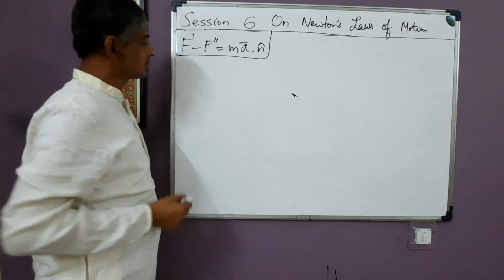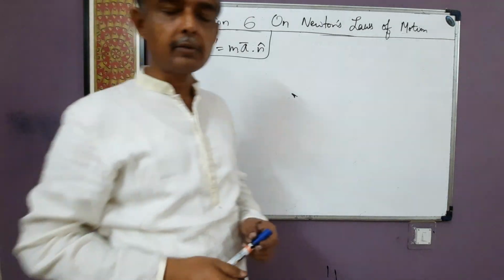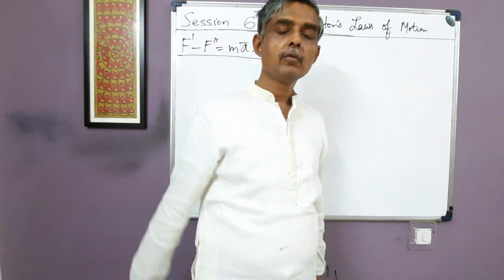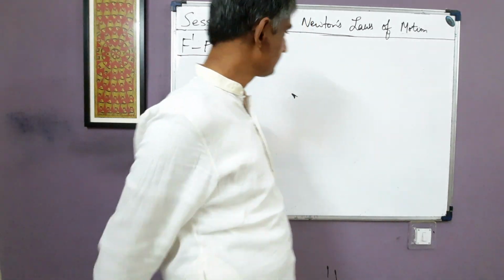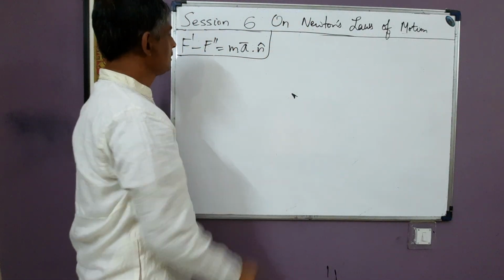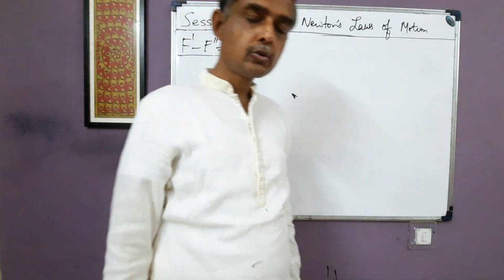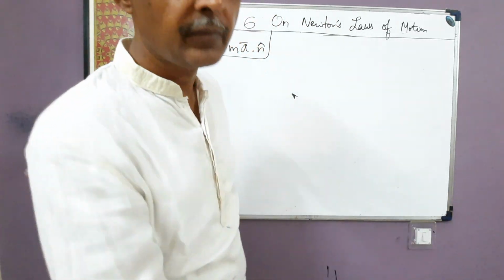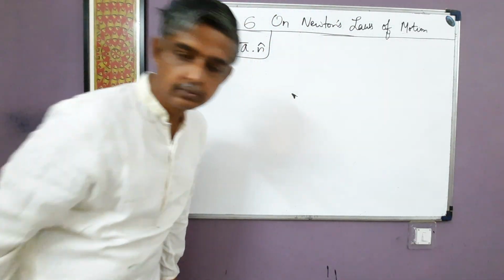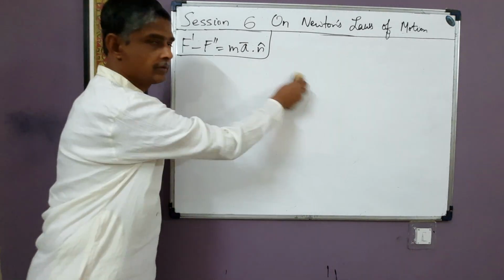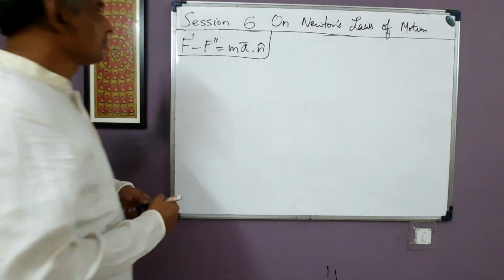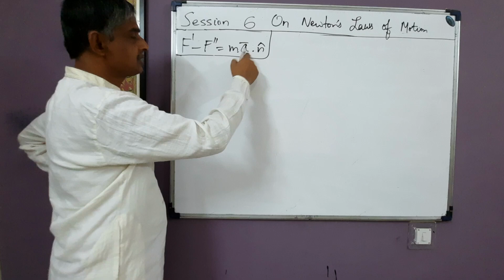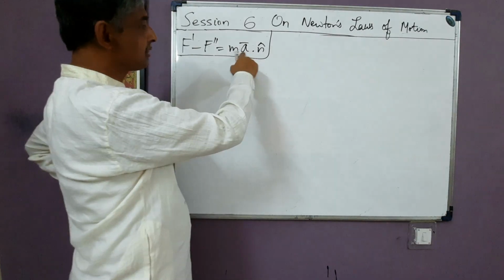F' is the sum of components of all the real forces on the particle along n hat which make an acute angle with n hat. And F'' is the sum of magnitudes of components of all the real forces on the particle along n hat which make an obtuse angle with n hat. Okay, fine. a dot n hat is just the component of acceleration of the point along n hat.